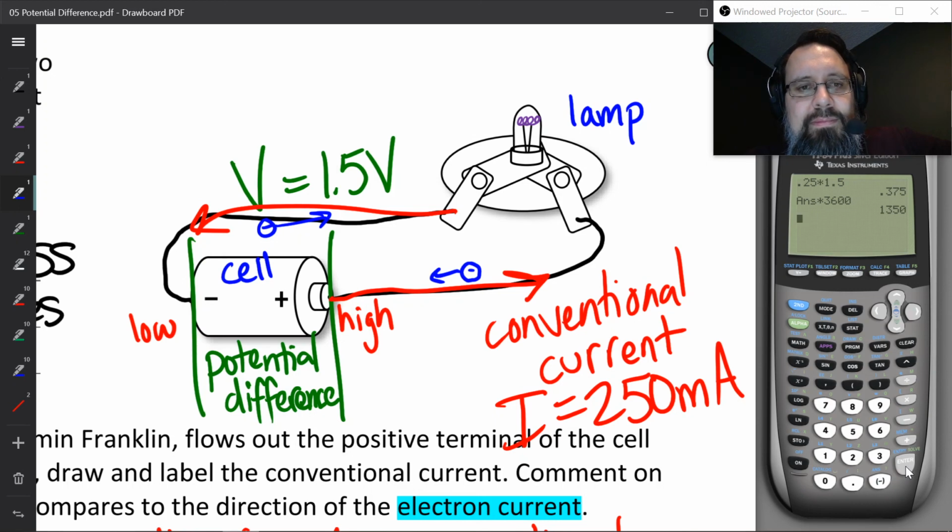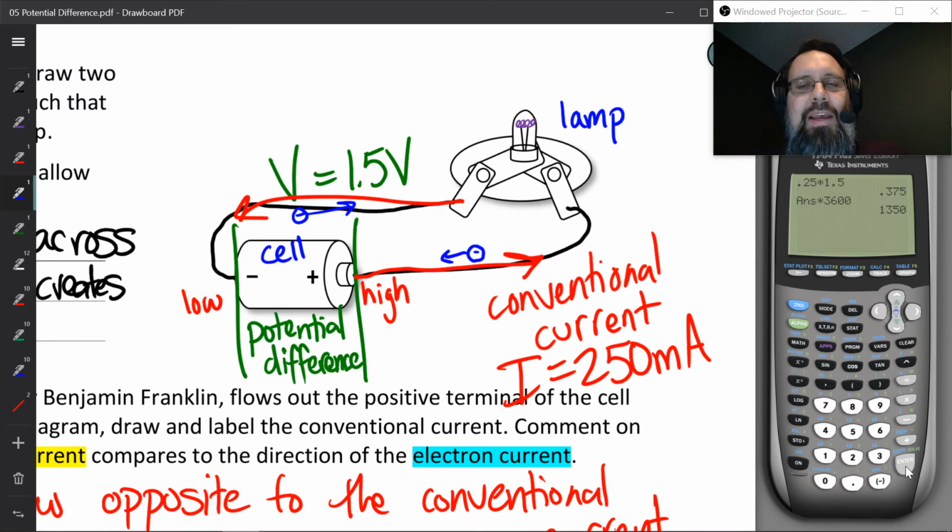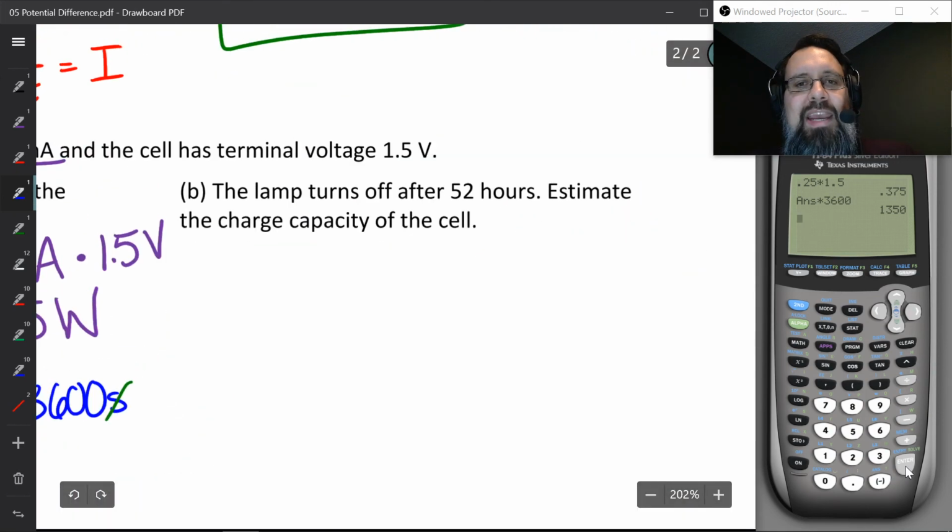The potential difference got smaller. Why? Because the battery died out. Yeah, the battery gets drained. There are chemicals in the battery that are constantly creating this separation of charge. They're creating this potential difference. Eventually, the battery is going to get drained. It's going to run out. And so that's why it's dying after 52 hours.